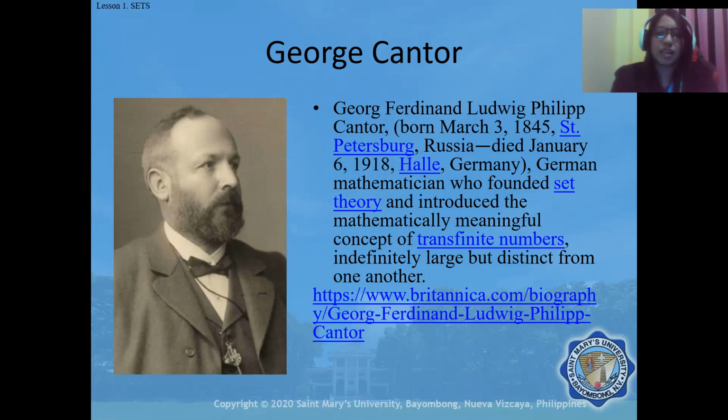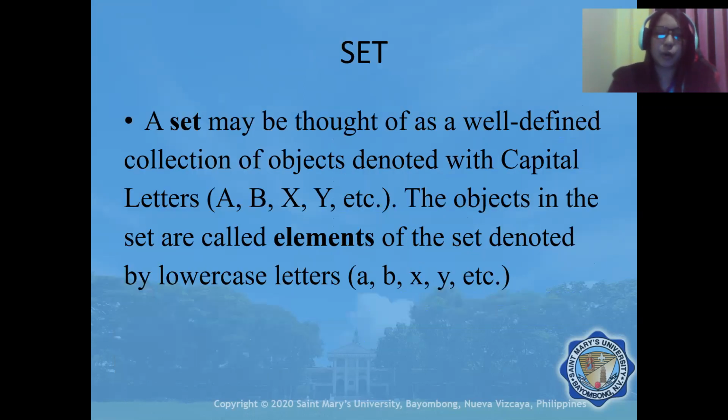He is a German mathematician who founded set theory and introduced the mathematically meaningful concept of transfinite numbers, definitely large but distinct from one another. This information is obtained from Britannica.com.